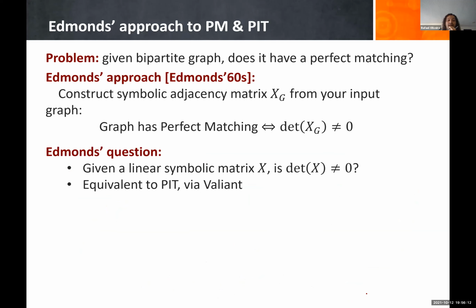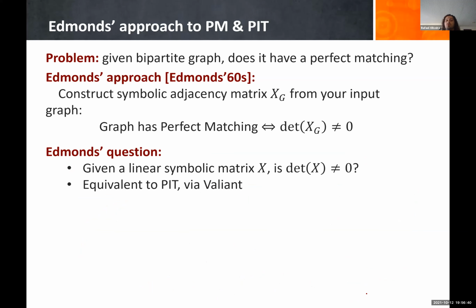But then Edmonds asked this question: given a linear symbolic matrix X, instead of just the matrix with a fresh variable in each entry, Edmonds asks a little bit more general question. Given a linear symbolic matrix, is the determinant of this matrix non-zero? Can we test this? And as we know, via Valiant's work, this is actually equivalent to the full PIT question.